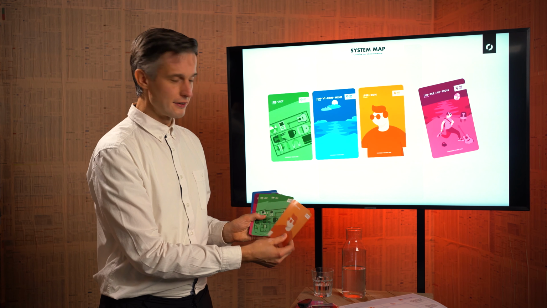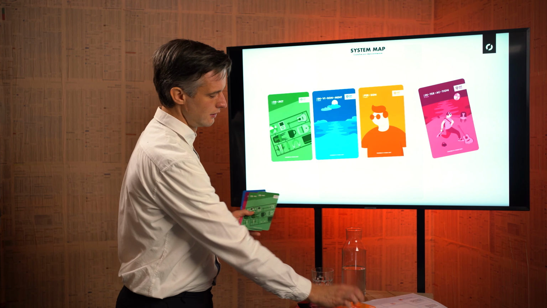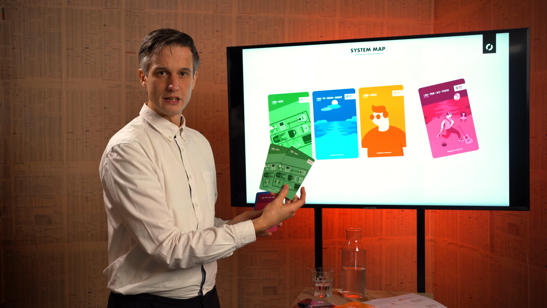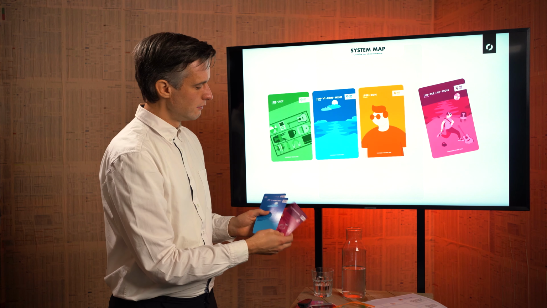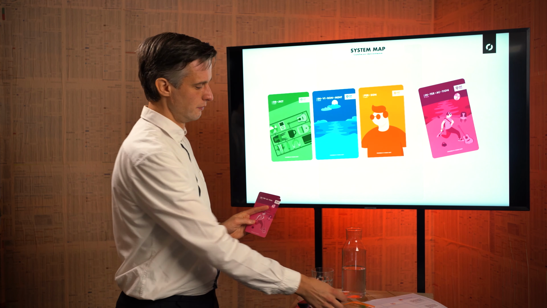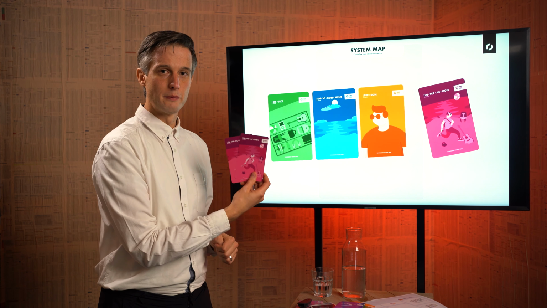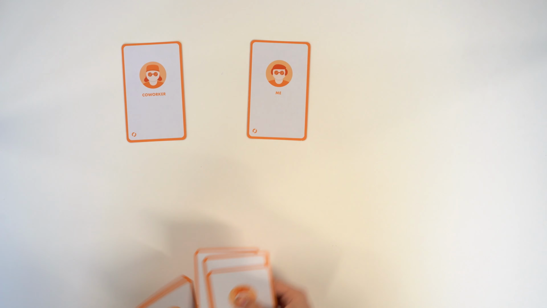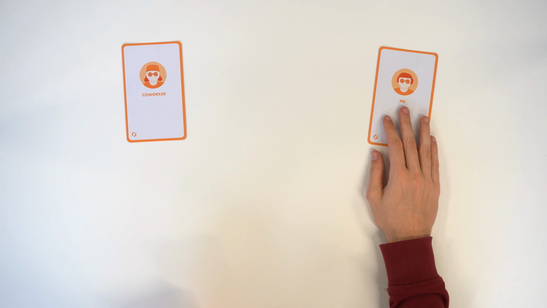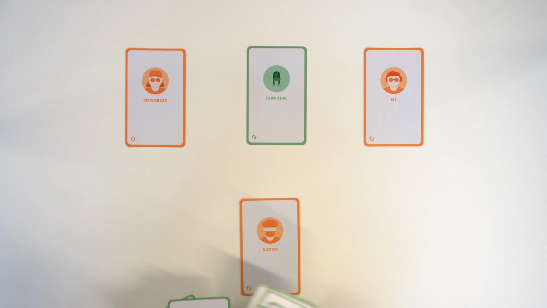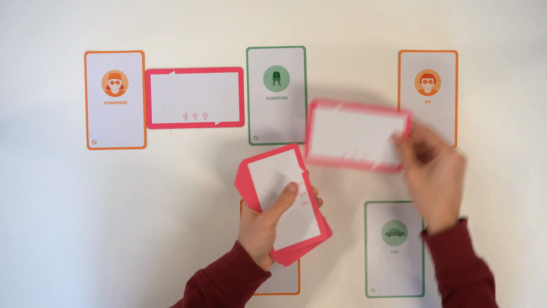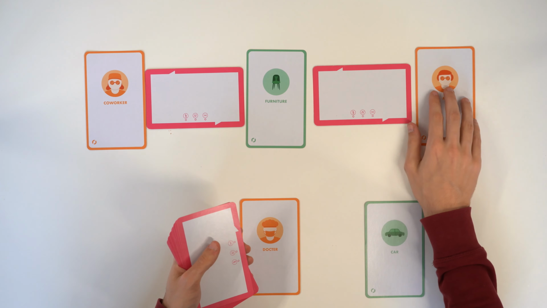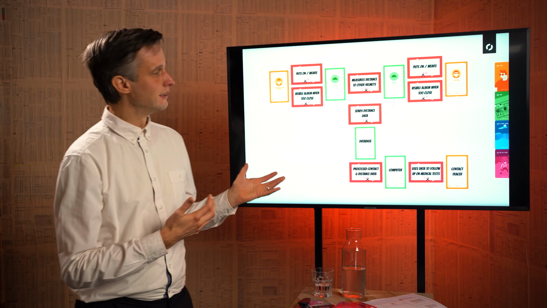You have person cards, that are the orange cards. There are object cards, that are green cards. We have environment cards, which are blue, and interaction cards, which are pink. And these cards, they can be arranged physically in space to come to a visual overview of a hybrid product service system. And I can show you that with an example on this slide here.